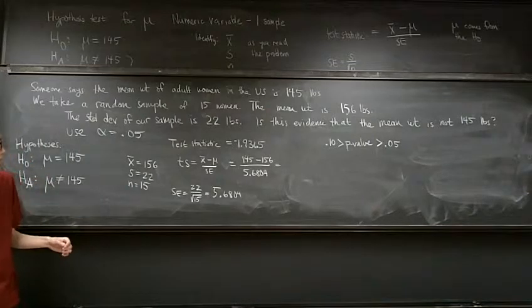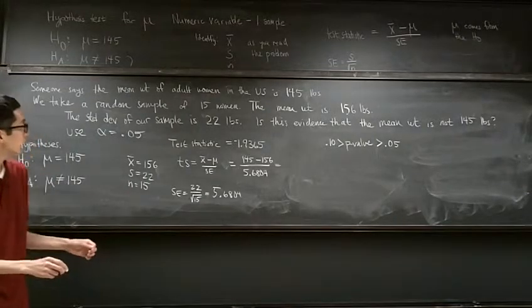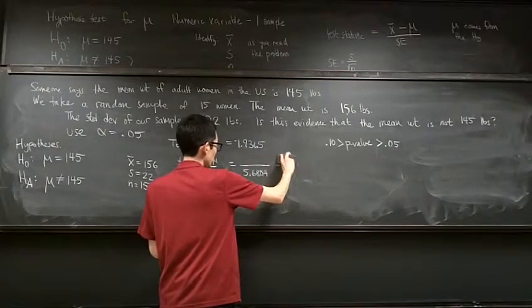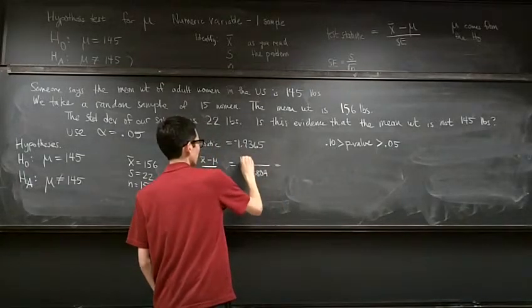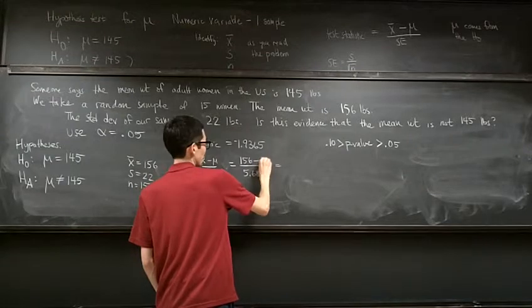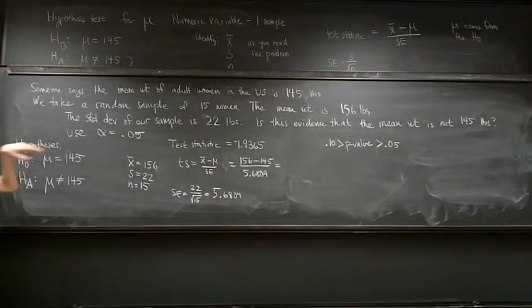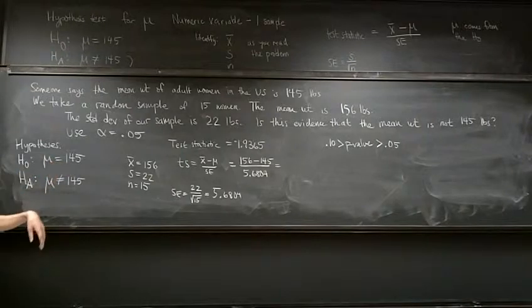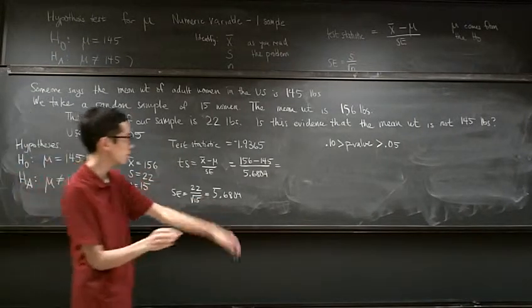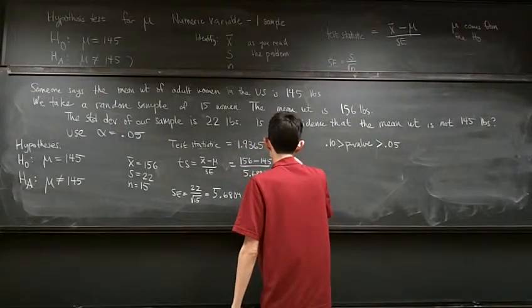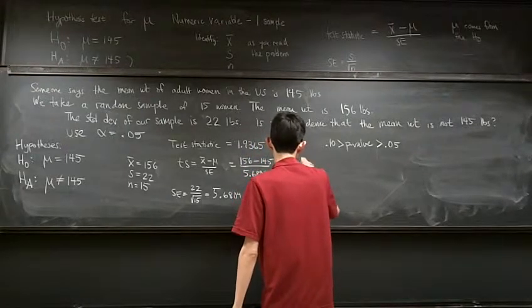It's opposite. Did I mess something up? Oh, I'm sorry, my x bar is 156. Thank you, tripping myself out here. Okay, 156 minus 145. The mu is the one that comes from your null hypothesis. So 156 minus 145, I get 1.9365.